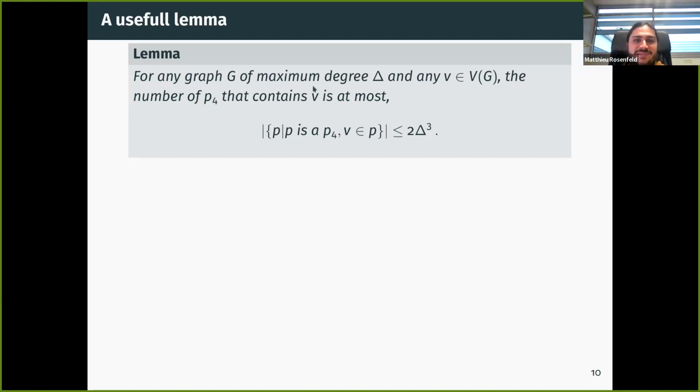So if my graph has maximum degree delta, and I look at some vertex V, and I'm interested in the number of P4 that contain this vertex, we can easily prove that the number of P4 that contain this vertex is at most 2 times delta cubed. Okay, I should clarify, when I'm counting P4, if I look at the P4 in one direction and in the other direction, for me, it's the same P4, right? So how do we prove this?